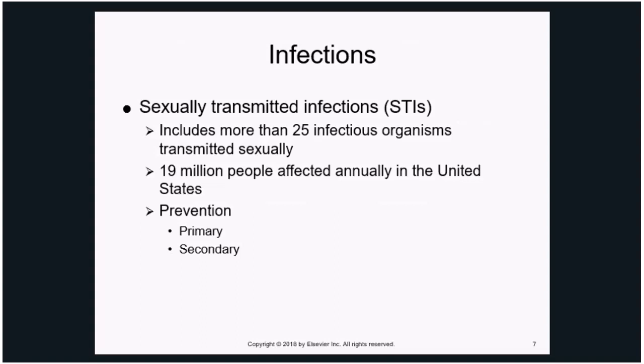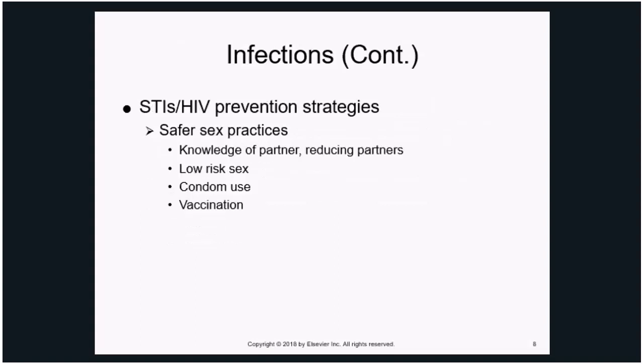Infections include sexually transmitted infections, which include more than 25 infectious organisms transmitted sexually, with 19 million people affected annually in the United States. Prevention is primary, if not secondary. Prevention strategies include safer sex practices, knowledge of your partner, reducing partners, low-risk sexual activity, condom use, and vaccination.